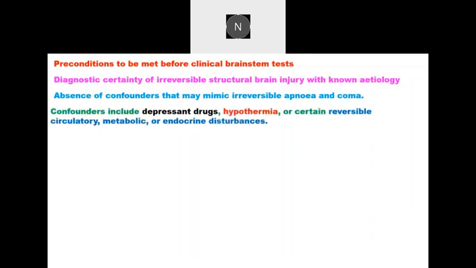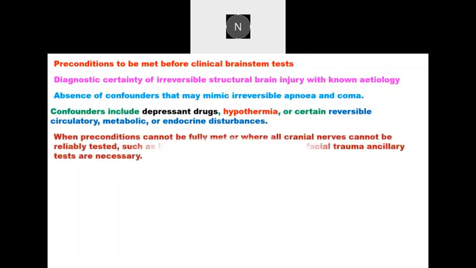So what are all the confounders? Supposing the patient has taken an overdosage of depressant drugs, or the body temperature is very low, hypothermia, and certain reversible circulatory, metabolic, or endocrine disturbances. All these have to be ruled out to avoid a wrong diagnosis of brain death. And when preconditions cannot be fully met, where all cranial nerves cannot be tested, like in facial trauma or cervical injury, then you have to do the ancillary tests like four vessel angiography and then only confirm.